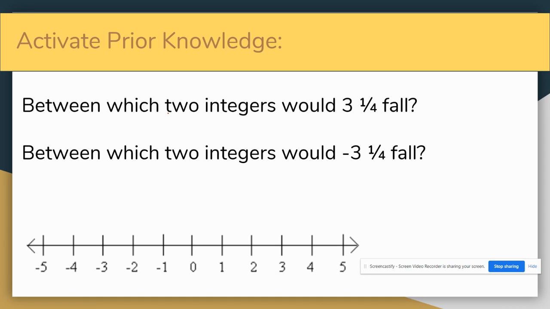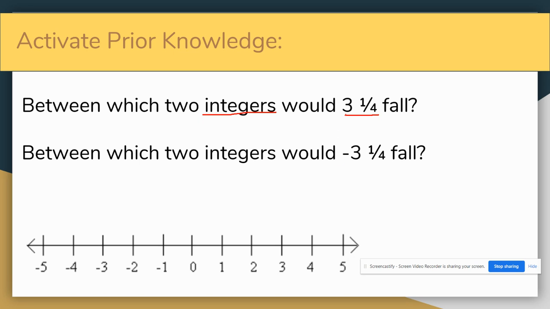Right? So I want you to try to decide between which 2 integers, which remember is just a positive or negative whole number, would 3 1/4 fall. I'm going to pause the video now. I want you to take a guess. Which 2 integers on this number line would 3 1/4 fall?